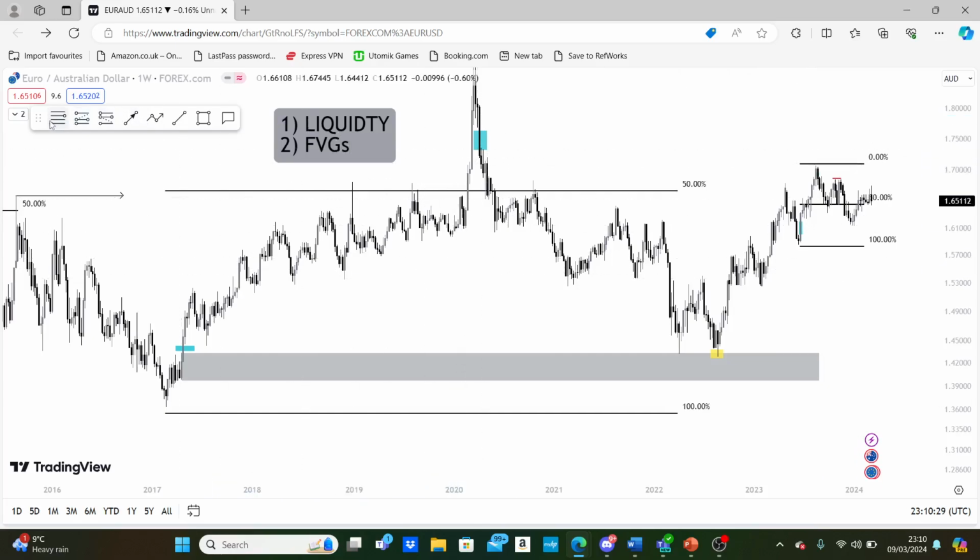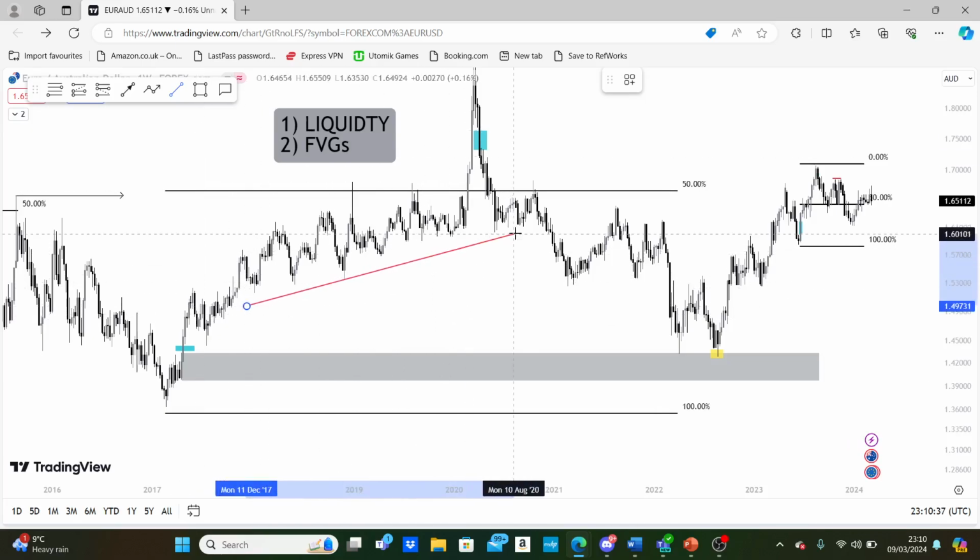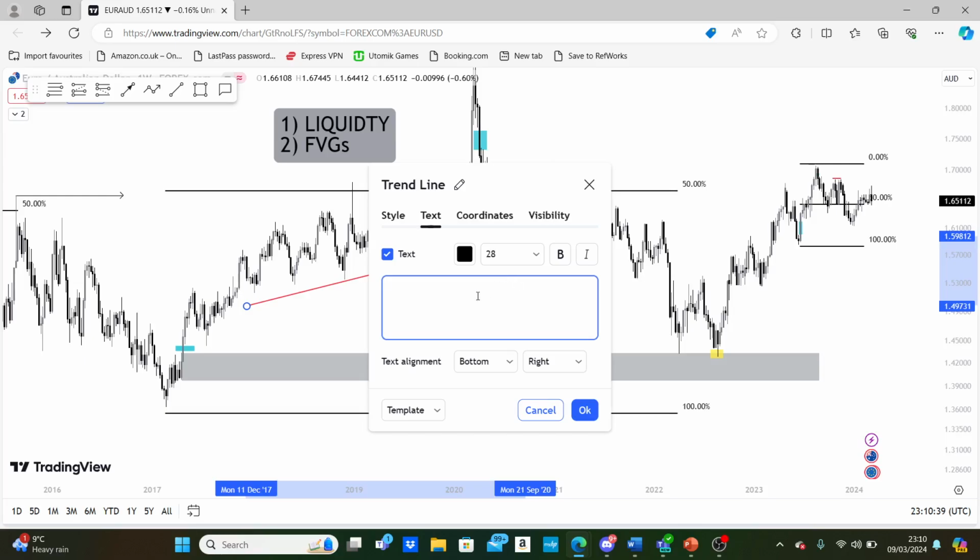So where has the liquidity been swept and where has price mitigated? Very simply put. So let's see how we can dissect that. Let's see how I can explain that to you. Look at this. Very massive trend line over here, right?